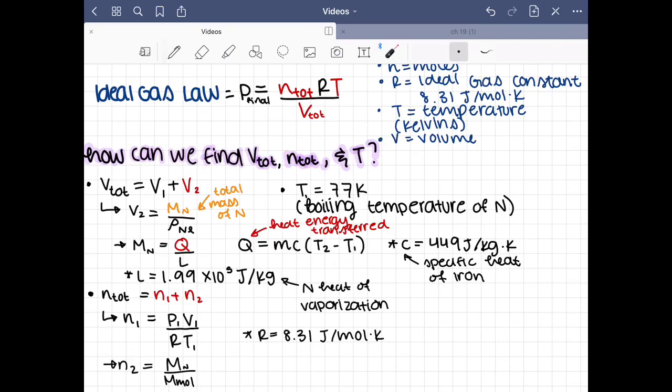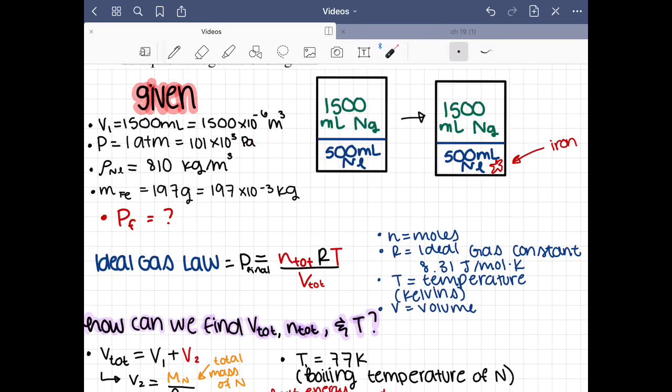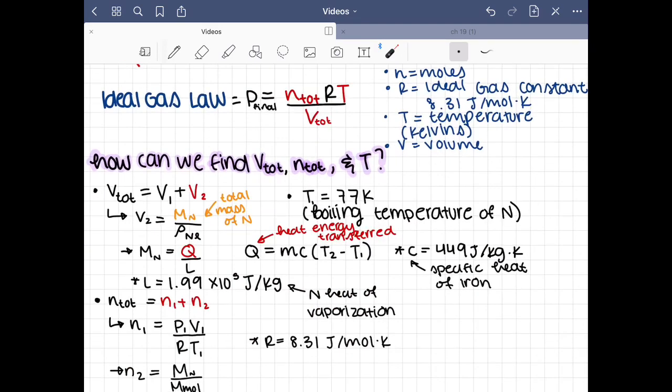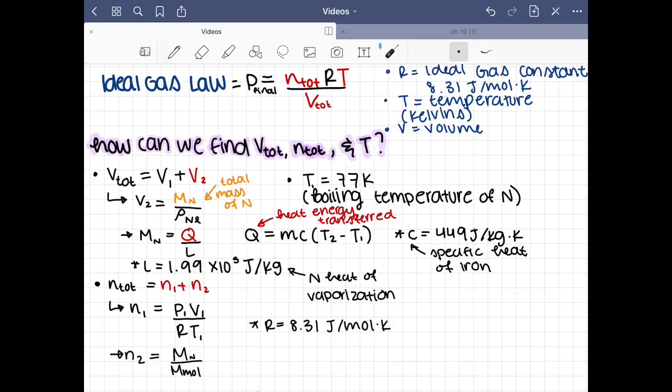To find N1, I could use the ideal gas law equation, say that N1 is going to be equal to P1 times V1 divided by R times T1. I already know what all these values are because I have above what the initial pressure is, I have what the initial volume is, and I also have the temperature, and I know the ideal gas constant. And to find N2, which is the number of moles that are added, I would get the mass of nitrogen that we have and divide it by the molar mass of nitrogen.